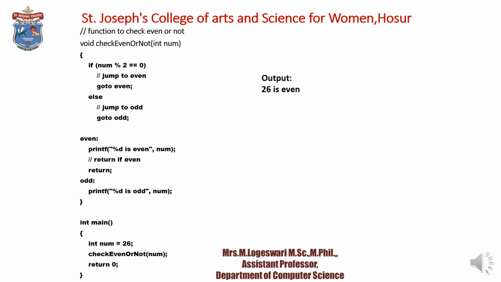What is the true block here? Goto even. The even is the label, so the label section is defined as even with a printf that prints the even number. What output do we get? 26 is even. Suppose we give the number value as 25, this condition will be false, so it automatically moves to the else part. What is the else part here? Goto odd. The label is odd, defined with a printf, the value is odd, so 25 is odd.